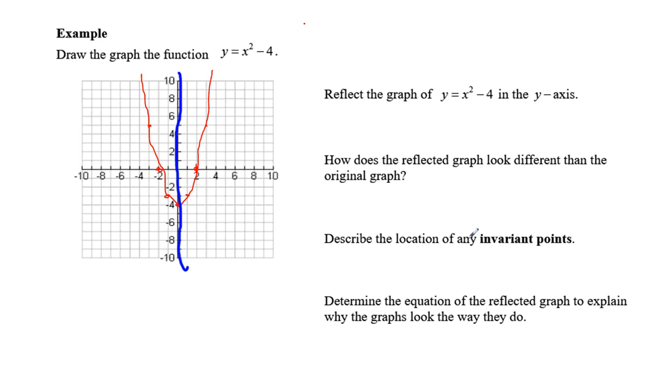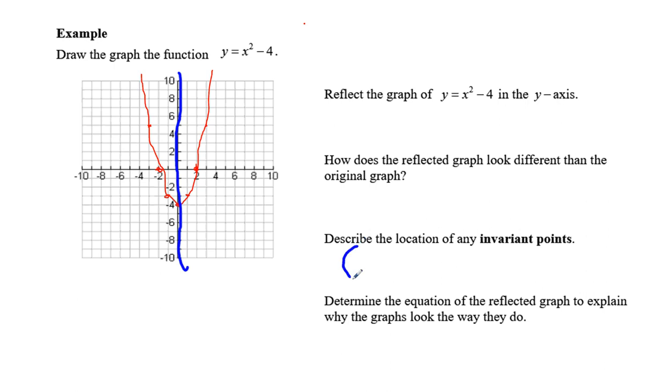Describe the location of any invariant points. Now, we got to be very careful about this one. This point does move and jump over here. This point does move and jump over there. So the only invariant point is what's on the mirror line.